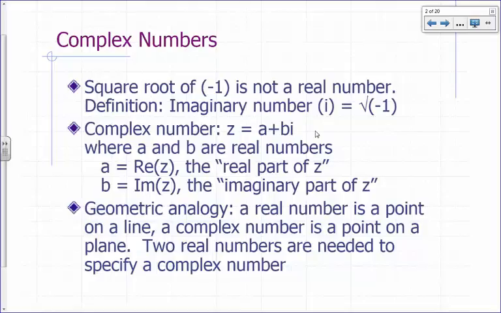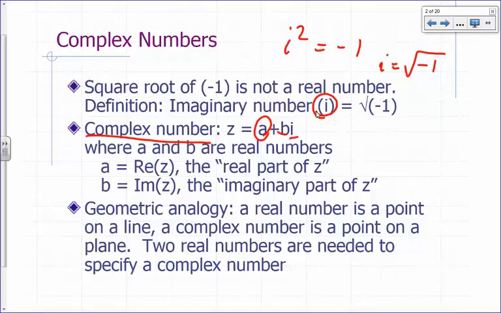No such number, right? It's not a real number. So we just imagine that there is such a number. We call that number an imaginary number, i. If you take i squared, you get -1. So the imaginary number i is the square root of -1. Now, a complex number is defined as a real number plus a real number times i.